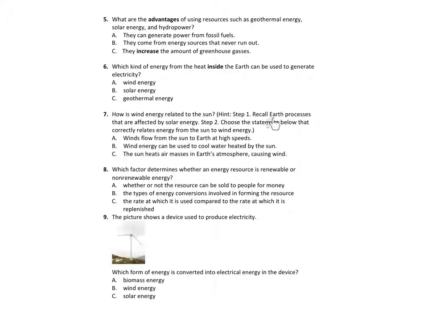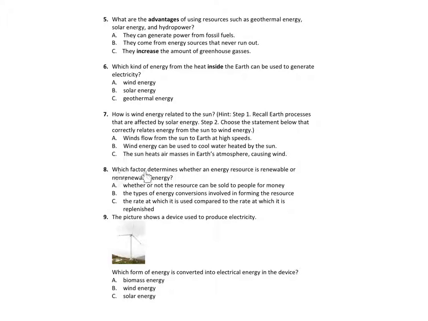Hint: Step 1, recall earth processes that are affected by solar energy. Step 2, choose the statement below that correctly relates energy from the sun to wind energy. A, winds flow from the sun to the earth at high speeds. B, wind energy can be used to cool water heated by the sun. C, the sun heats air masses in the Earth's atmosphere, causing wind.